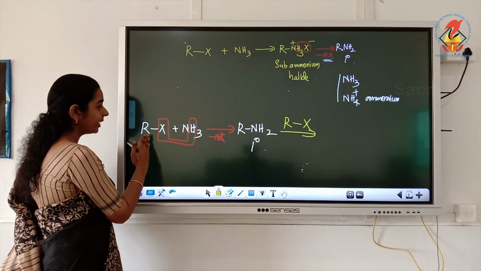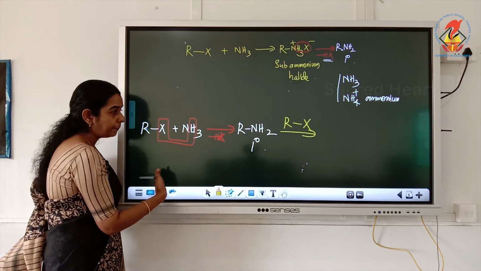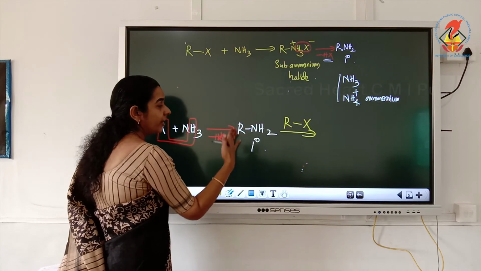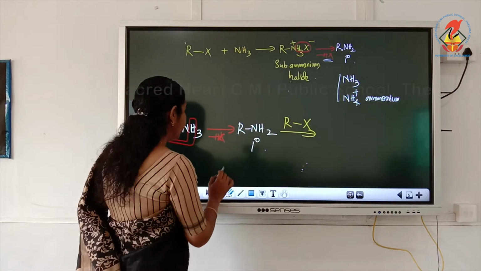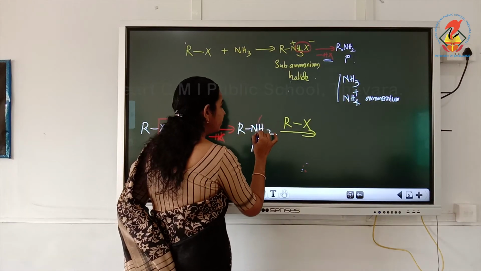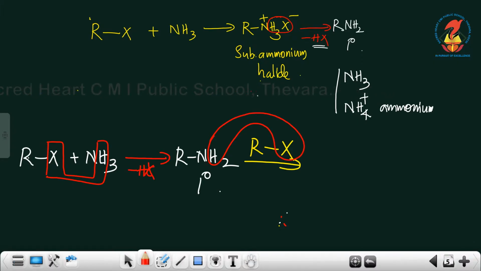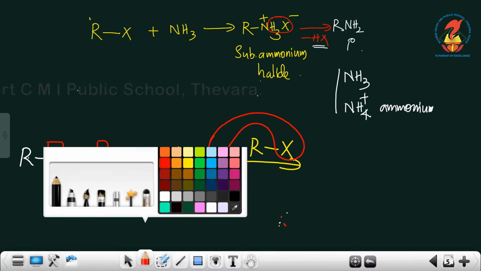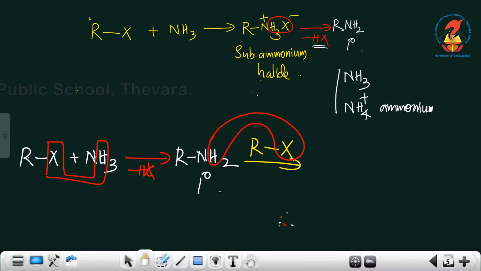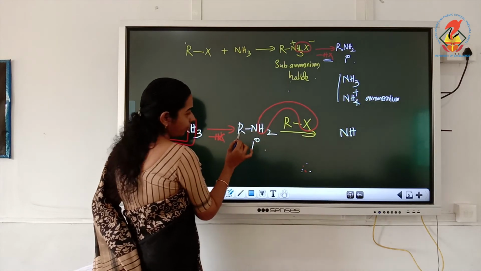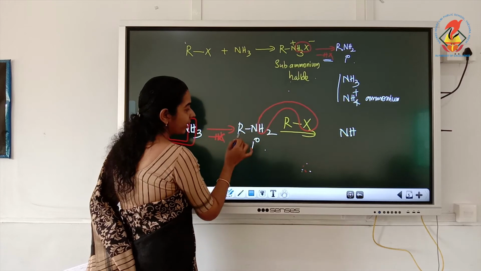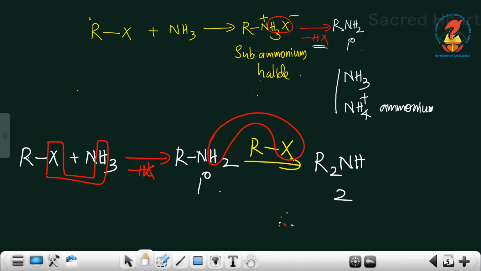So first ammonia is treated with RX, ammonolysis happens and we get a primary amine. Now again this primary amine will be reacting with one more molecule of RX. From here also one more HX will be eliminated because there are 2 more hydrogens to replace on nitrogen. NH2 will become NH. Already we have one alkyl group, one more alkyl group is coming, so it will become R2NH.